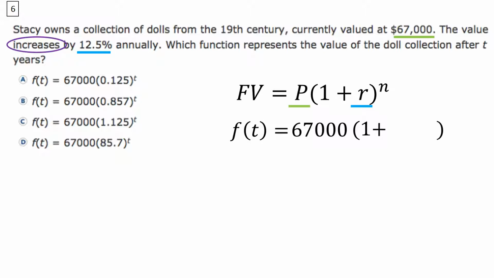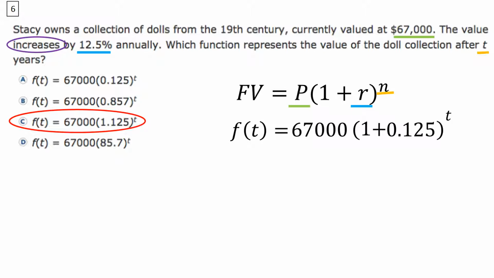12.5%. Of course, we don't plug it in as 12.5. We've got to make a decimal out of it. Move that decimal point 2 places to the left. It's 0.125. And it's after t years, and it's annually, so every year we're going to multiply by that 1 plus 0.125. So our n is just going to be that t number of years. Combine that up in the parentheses. It's not very far to go to get 67,000 times 1.125 to the t.